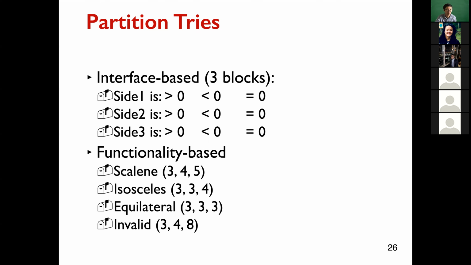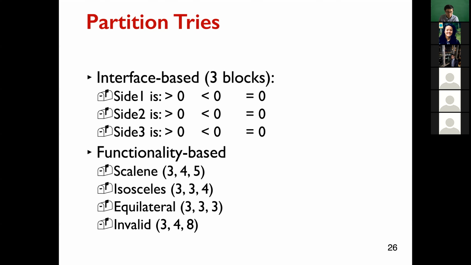Functionality based, we can define different types of triangles. First type is scaling, right? Like we have equilateral, we have invalid, we have different types of triangles. So we define these partitions using different approaches, right?